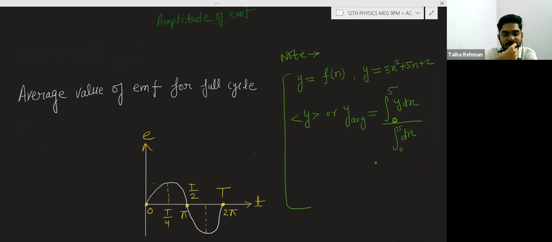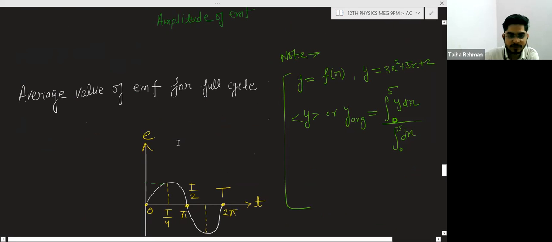Root mean square value of alternating EMF. Note down this, not this, only this part.